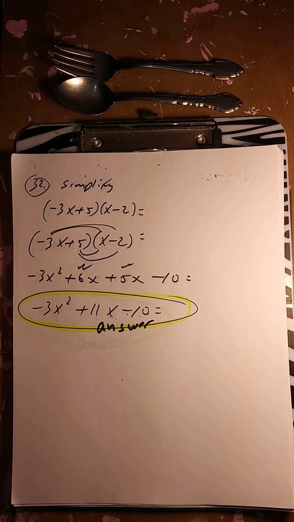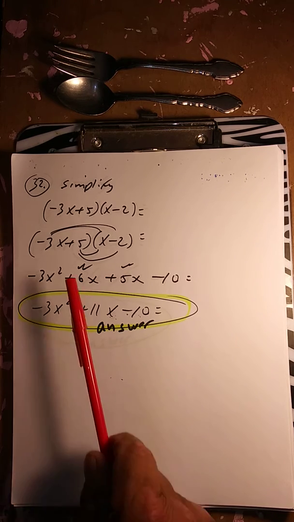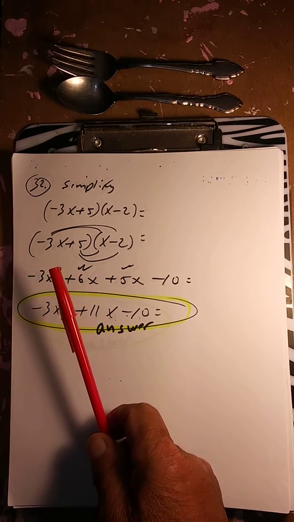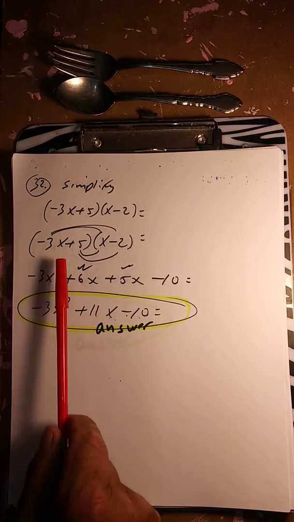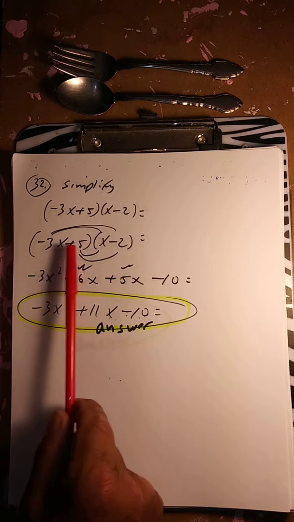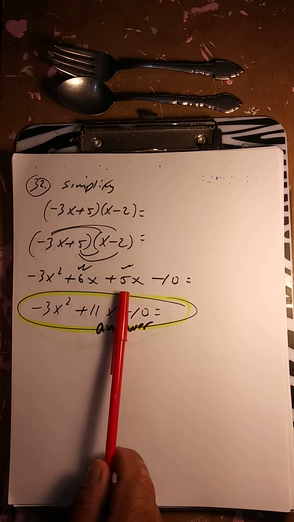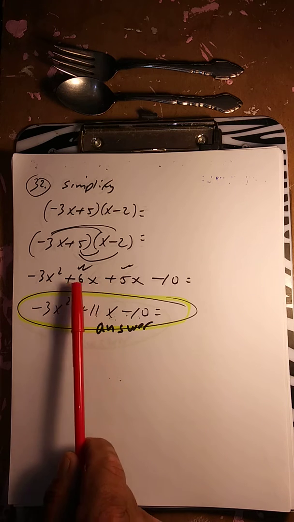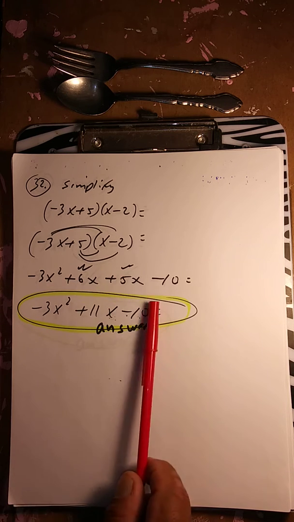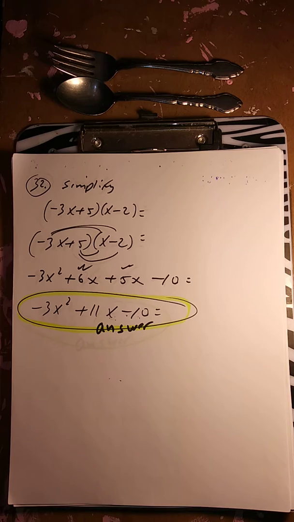Another one. Let's multiply it out. Ready? So we have negative 3x times x is negative 3x squared. And that turns out, negative times negative is positive 6x. And that turns out is 5x, negative 10. So we have negative 3x squared. Bring it down. Negative 3x squared plus 11x minus 10 is the answer.